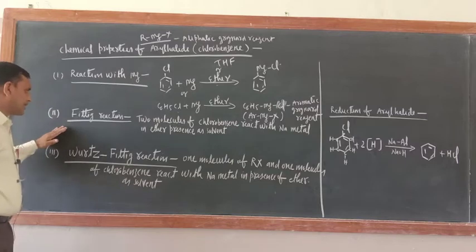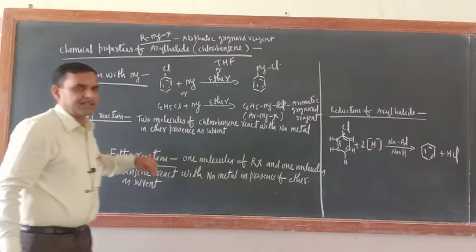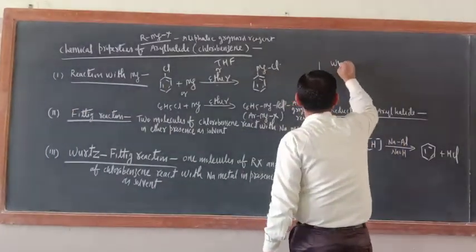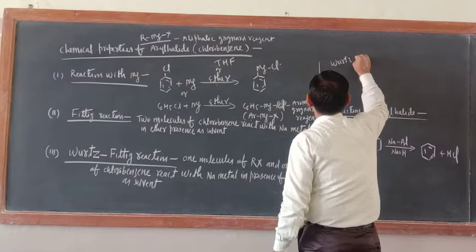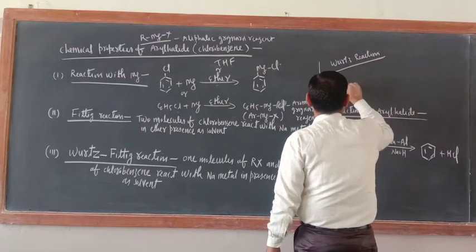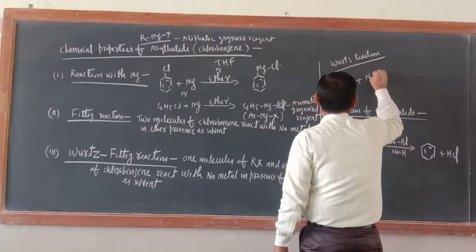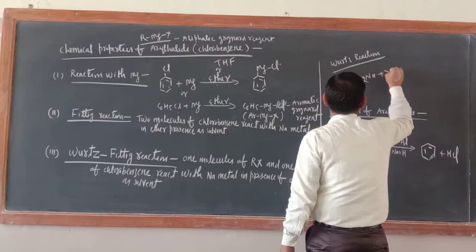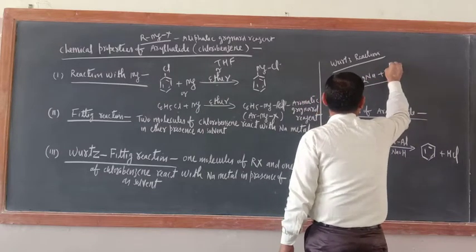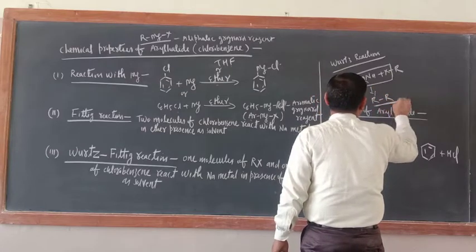Now one more reaction is there, the Fittig reaction. Just see, in case of aliphatic alkyl halide, what was there? What was the Wurtz reaction? In the Wurtz reaction, two molecules of alkyl halide, RX, plus sodium metal, two molecules of alkyl halide you have taken, RX. So just see, what was the product? Alkane was the product.